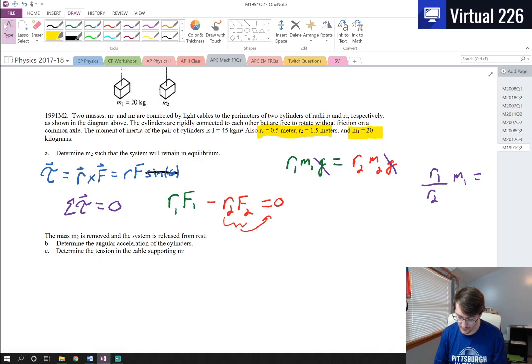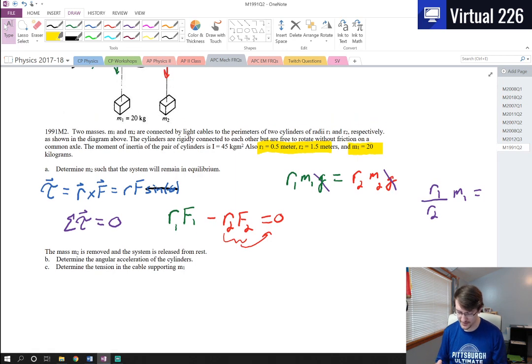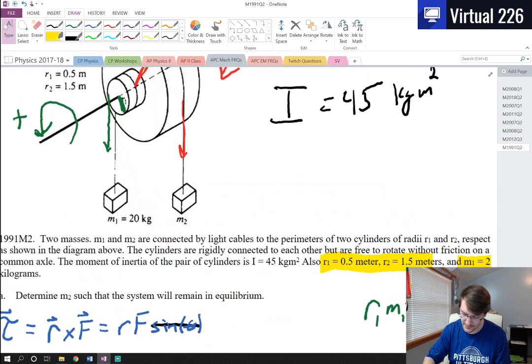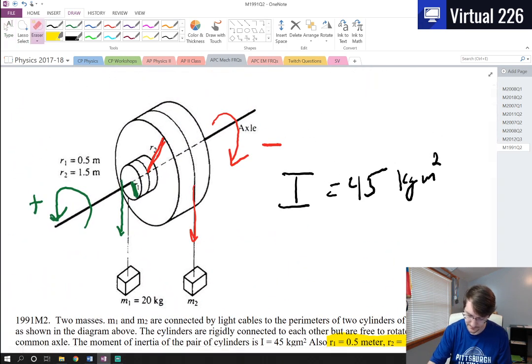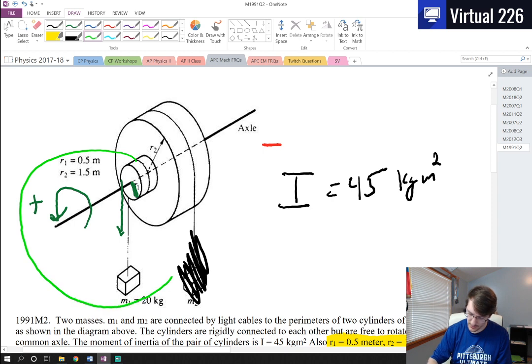Mass 2 now is removed from the system, and then the system is released from rest. So what's going to happen is, if we take a look up here, mass 2 is going to go away, and in doing so, we are only going to have one torque exerted on our system from mass 1.